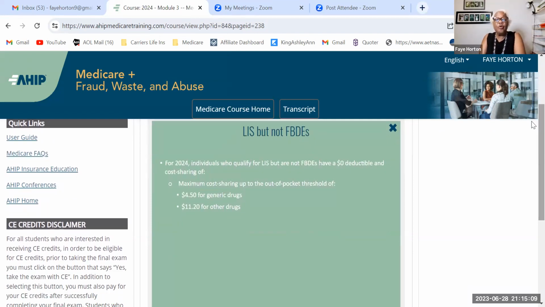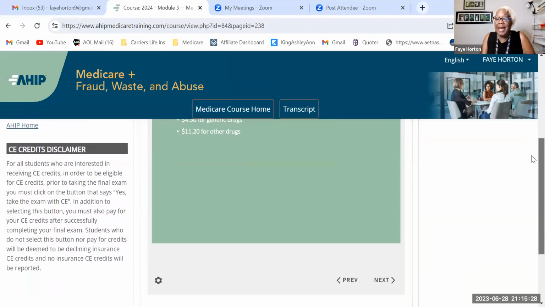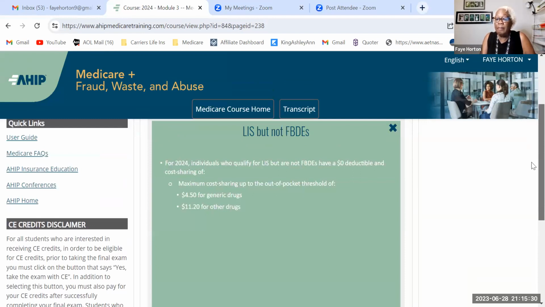For 2024, individuals who qualify for low-income subsidy but are not FBDEs have a zero deductible and cost sharing of $4.50 for generics, $11.20 for other drugs. That's the max for them.